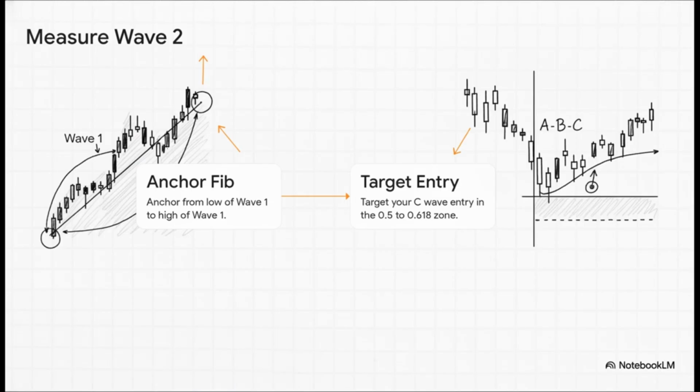Okay, let's slow down for a second and make this highly practical. Here is exactly how you measure it in your charting software. Step 1, select your Fibonacci retracement tool, anchor it at the exact low of wave 1, and drag it all the way up to the high of wave 1. Step 2, watch the subsequent ABC pullback unfold and target your C wave entry right when it dips into that 0.5 to 0.618 zone. When the visual pattern meets this mathematical zone, your analysis becomes incredibly strong.